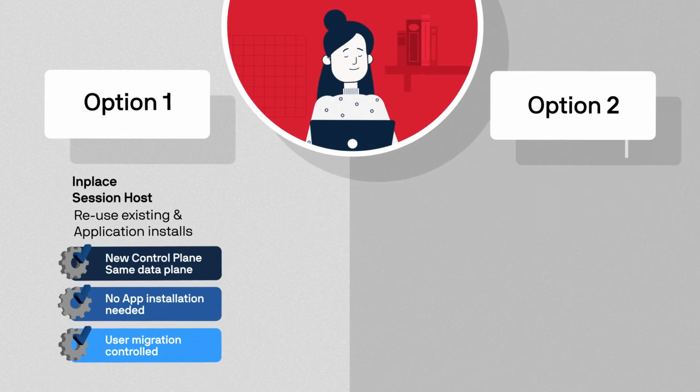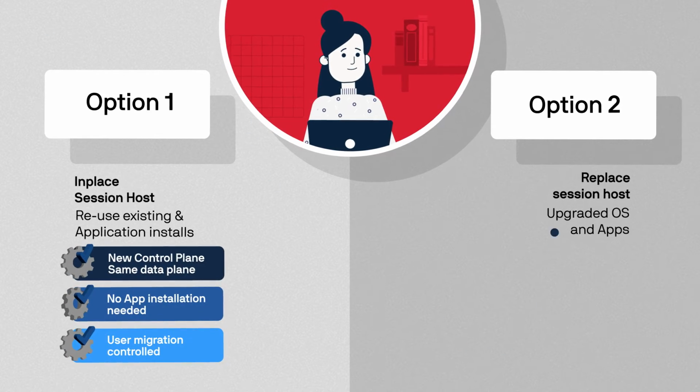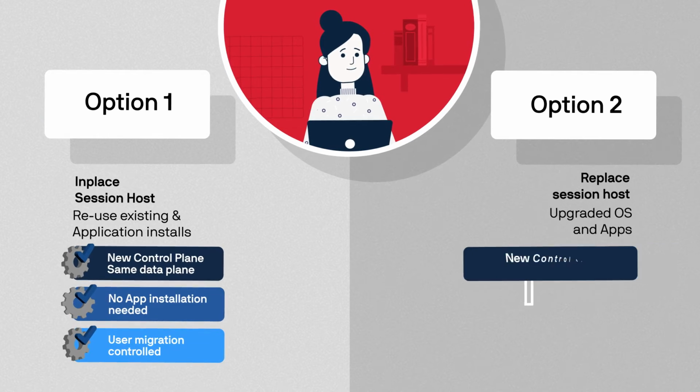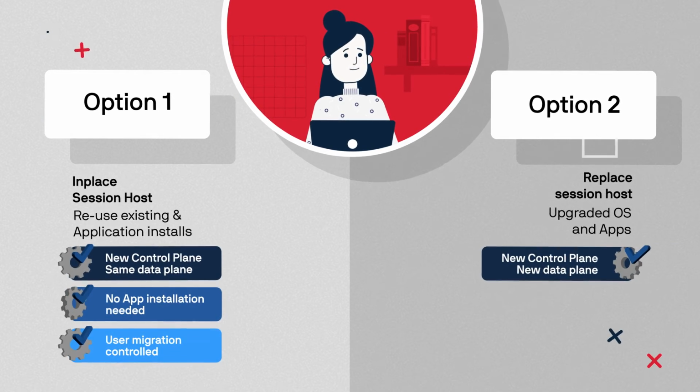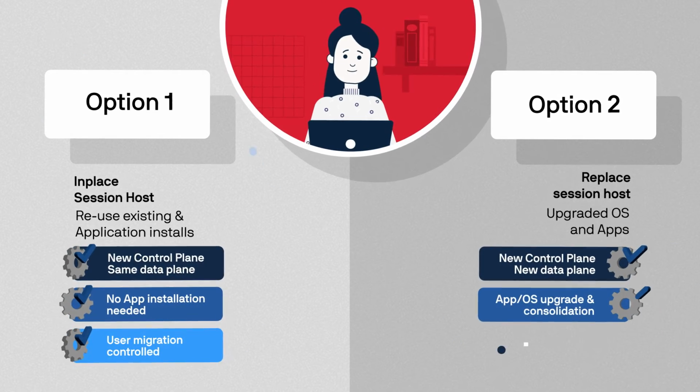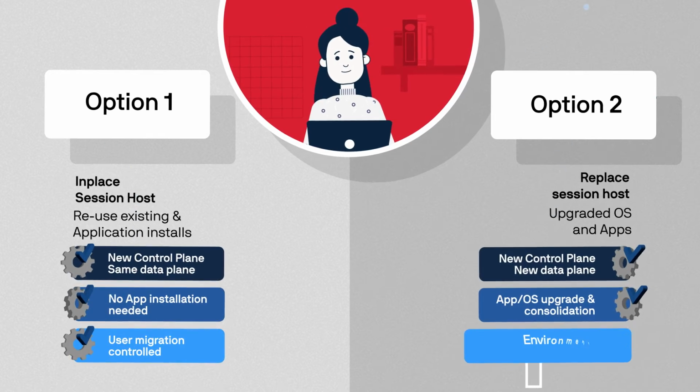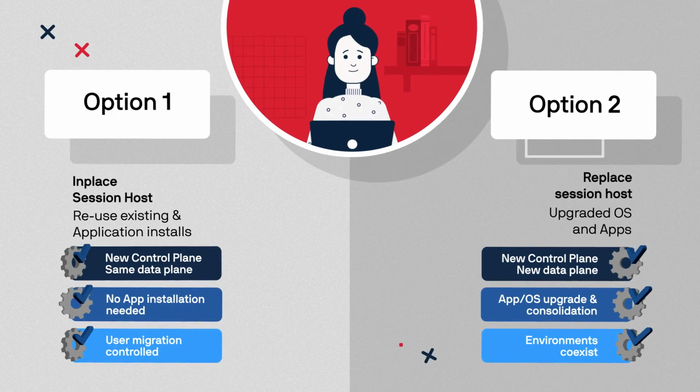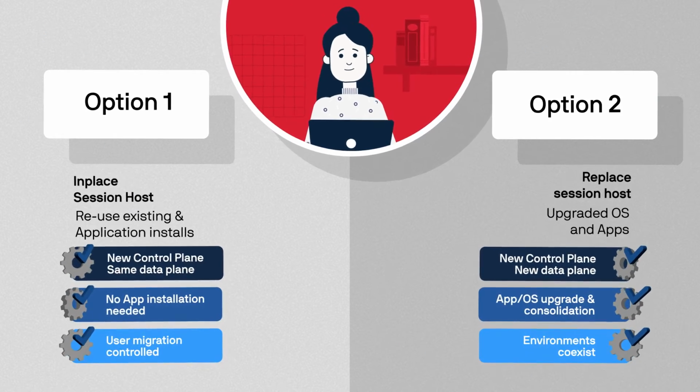Option 2 is building replacement session hosts. This pathway is ideal if you're taking the opportunity to upgrade operating systems, perhaps moving to new versions of Windows. It also provides an extremely easy rollback strategy, since your original Citrix environment remains untouched initially.